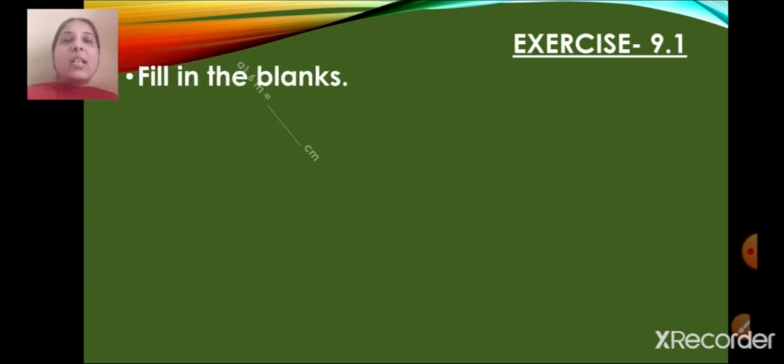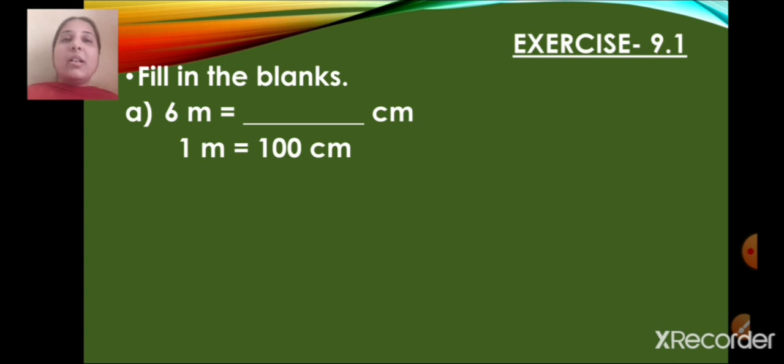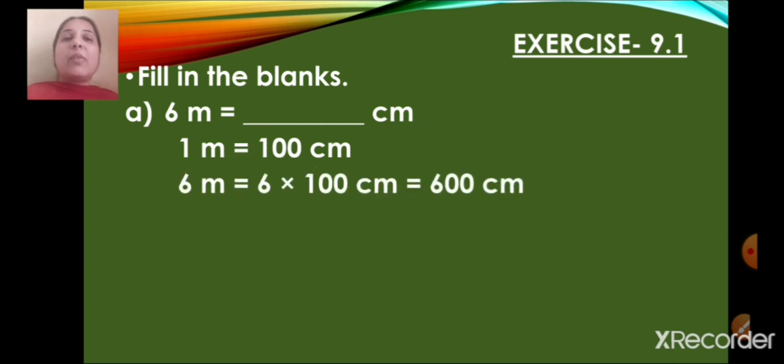So question number 1 is 6 meter is equal to how many centimeter? So children, you know that 1 meter is equal to 100 centimeter. So simply 6 meter, to get the length in centimeter from 6 meter, we will multiply 6 meter by 100 centimeter to get its length in centimeter. So here we will multiply 6 by 100 centimeter. So we will get 600 centimeter. Simply if I say 4 meter is equal to how many centimeter? It will be 400 centimeter, isn't it? So here answer would be 600 centimeter.